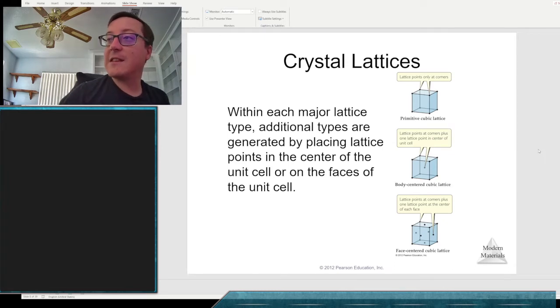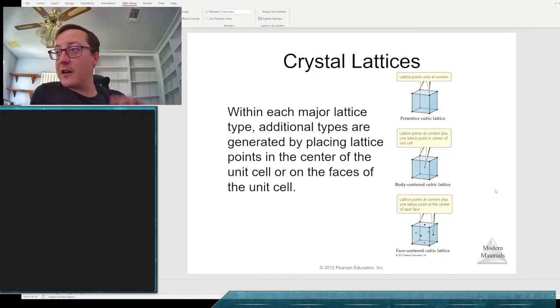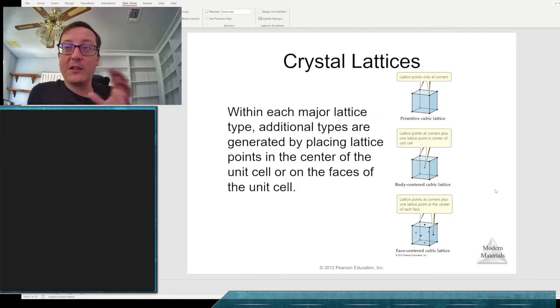And then the last case would be face-centered cubic. We've got all 8 corners, and now all the 6 faces also have an atom within them. So if you think about how this works in 3 dimensions, these structures keep repeating.